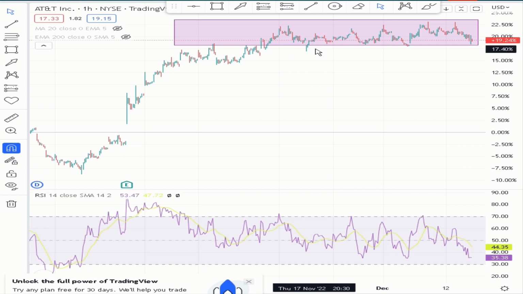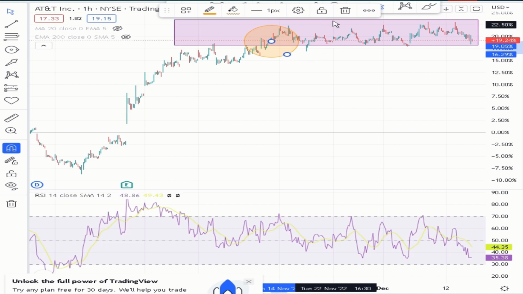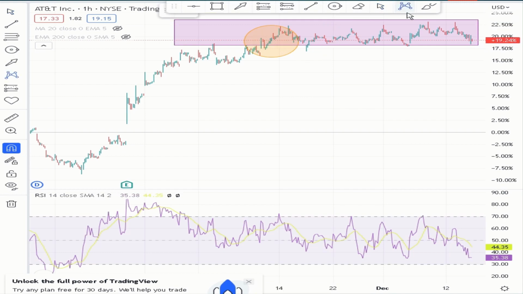But if you notice, there are a few places or spots where the support has held. This is one of the areas, as you can see, and here is the second one, and here is the third one, here is the fourth one, and here is the fifth one.